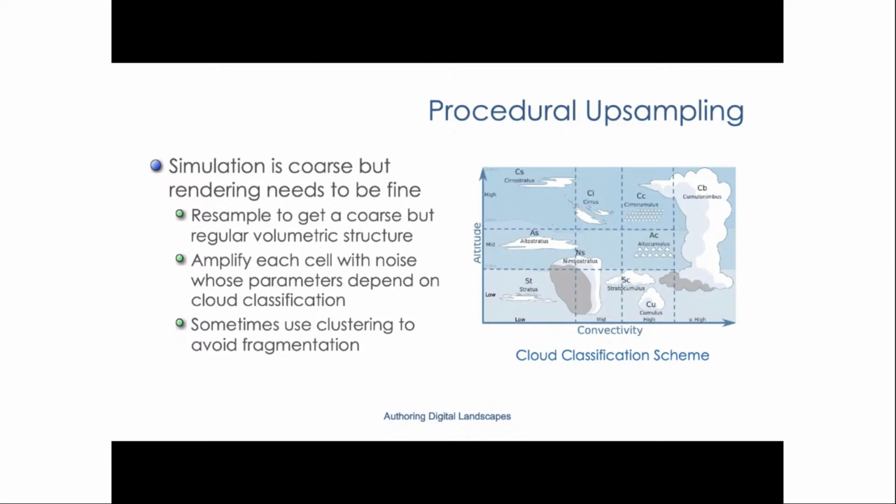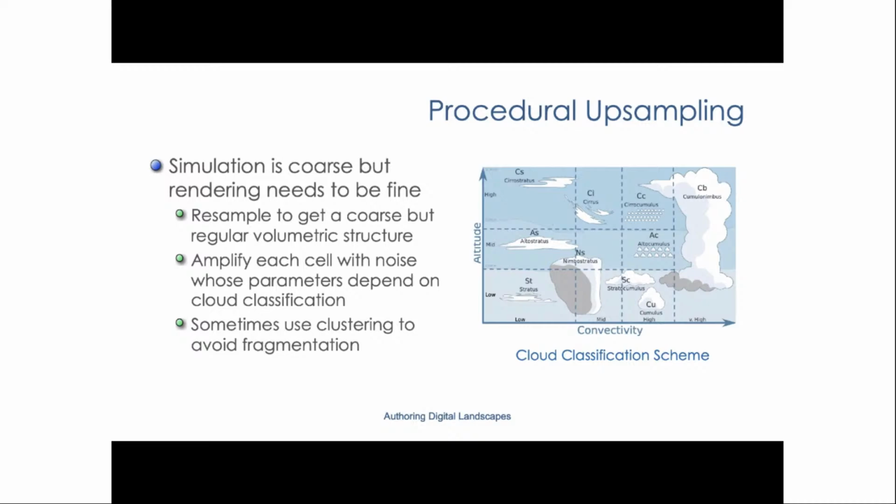So for example, if you have a lot of upward circular convection and your cells span different altitudes, you might get a cumulonimbus cloud forming. Whereas if it's low altitude and low convectivity, you'd have those thin stratus clouds. So we can use that as the parameters for our procedural upsampling. But this scheme is a combination then of simulation and procedural techniques.